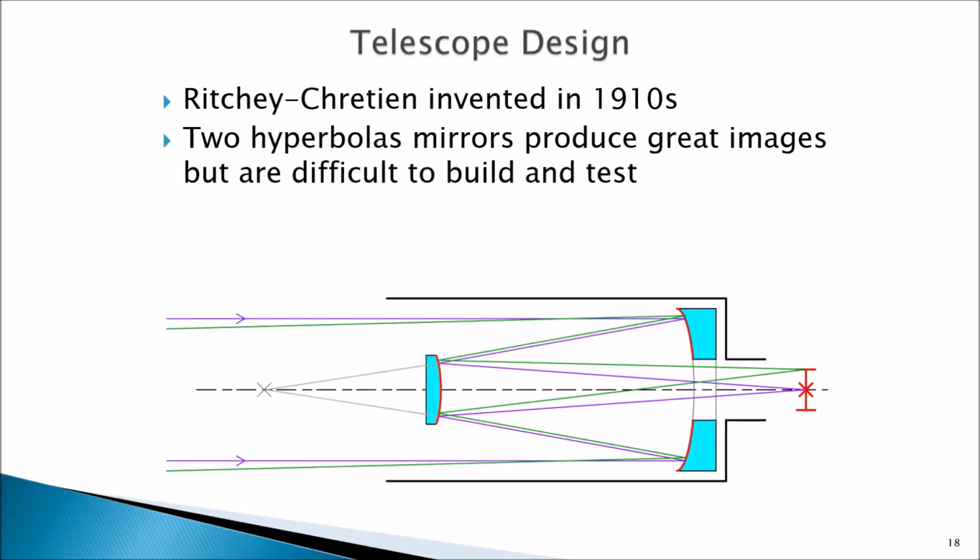So let's go to the telescope that was used for the Hubble. The telescope design is what we call a Ritchey-Chrétien. It was originally invented or discovered in the 1910s by two people independent of one another. Ritchey, an American, and Chrétien, a Frenchman, came up with the ideas, and they are two mirrors that are hyperbolic in shape. They produce really great imagery, but are very difficult to build and test.